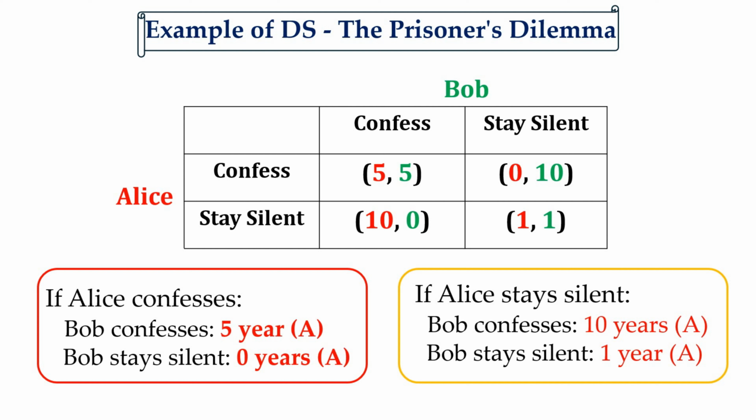So confessing is the best outcome for Alice, and the payoff matrix for Bob also shows that 5 and 0 is greater than 10 and 1. So also from the perspective of Bob, confessing again gives him the best outcome.